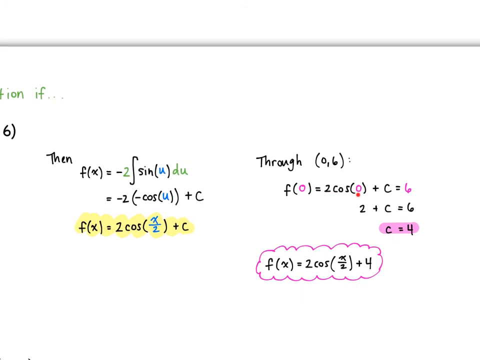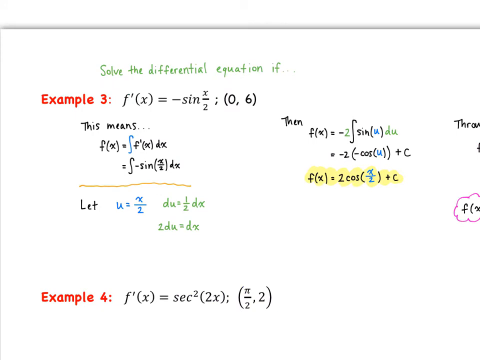So 2 times cosine of 0 plus c equals 6. Well, cosine of 0 is 1. So we get 2 plus c equals 6, and c is 4. So the particular equation is going to be f of x equals 2 cosine of x over 2 plus 4.